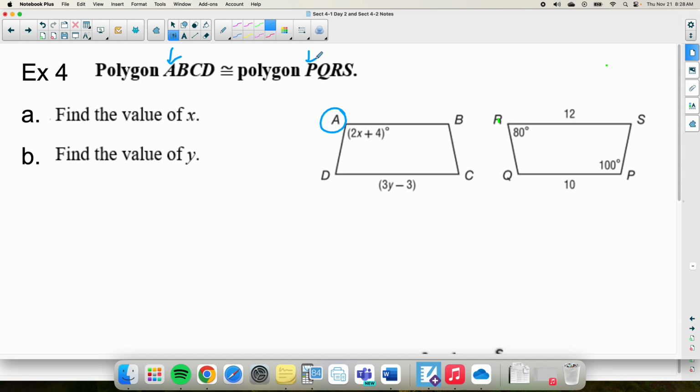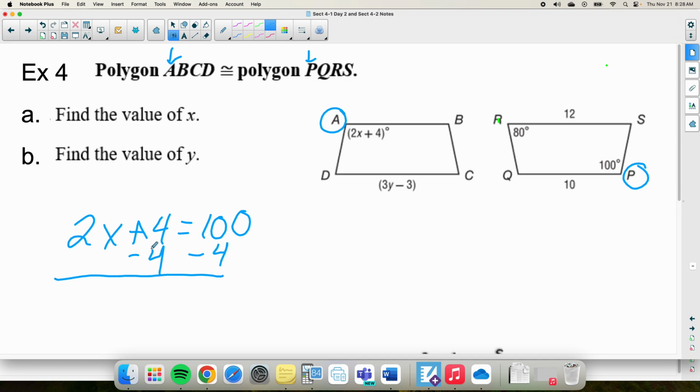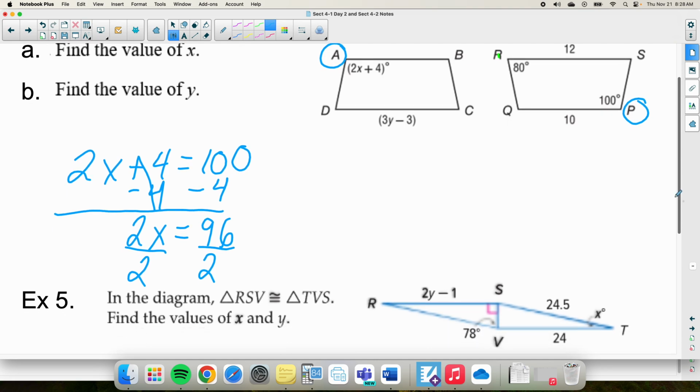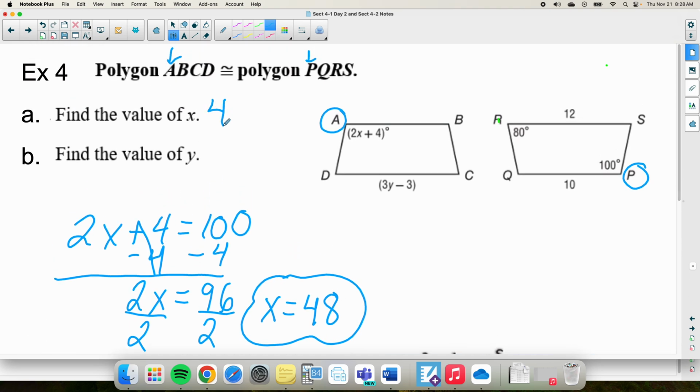So 2x plus 4 is going to equal 100. So we'd just be doing algebra. 2x plus 4 equals 100. Subtract 4. And 2x equals 96. Divide by 2. And x would be 48. Okay, that goes right here.